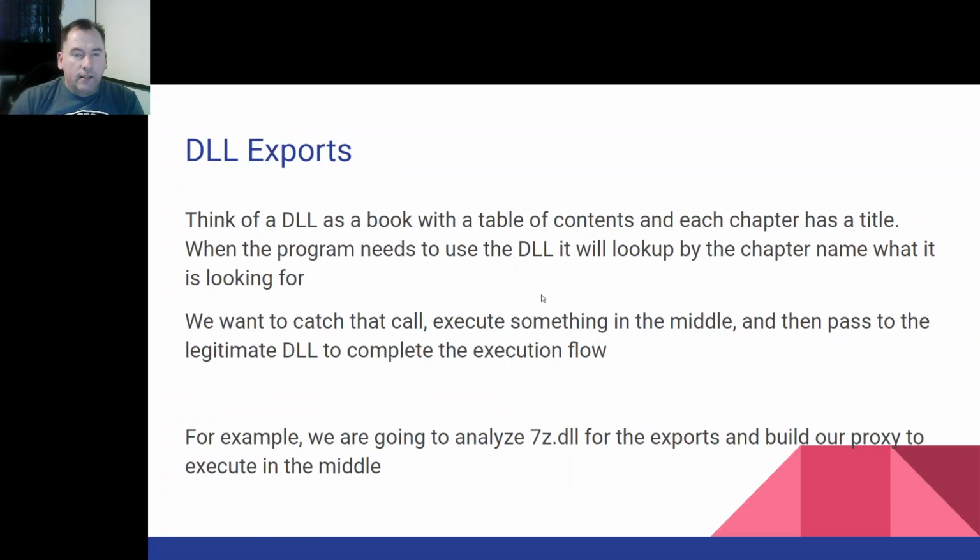So as I said before, think of a DLL as a book with a table of contents, and each chapter has a title. When the program needs to use the DLL, it'll look it up by the chapter name and what it is looking for. We want to catch that call, execute something in the middle, and then pass to the legitimate DLL to complete the execution flow. For example, we are going to analyze 7z.dll for the exports and build our proxy to execute in the middle.